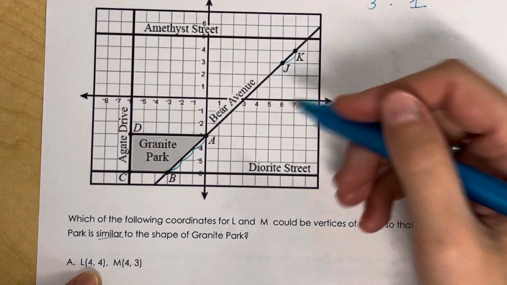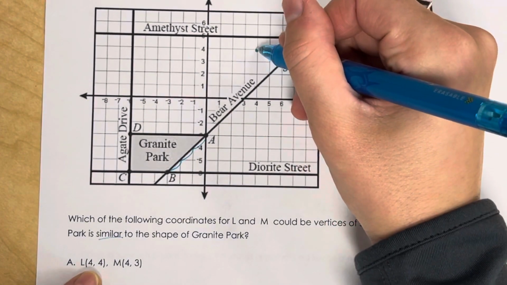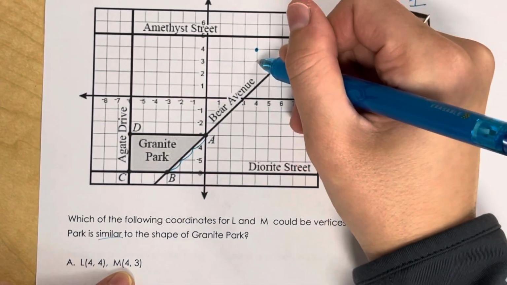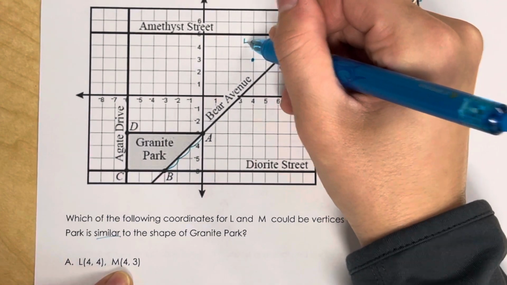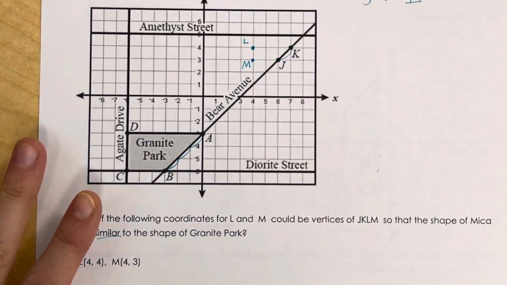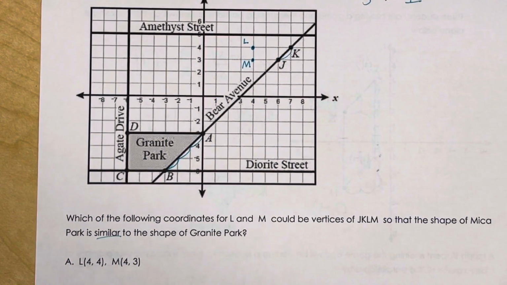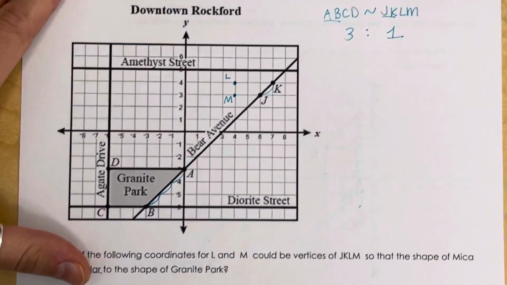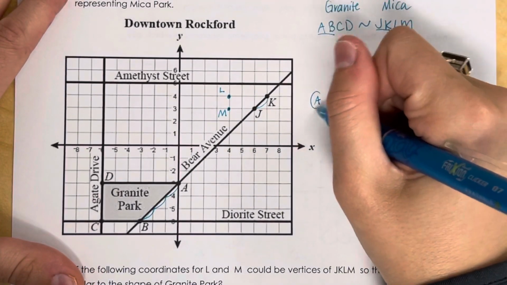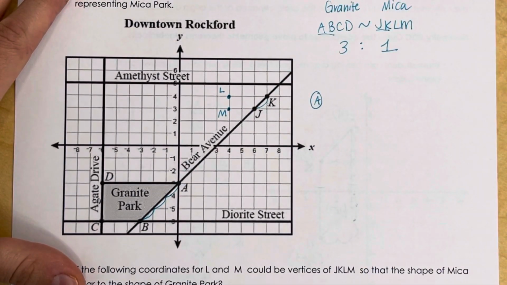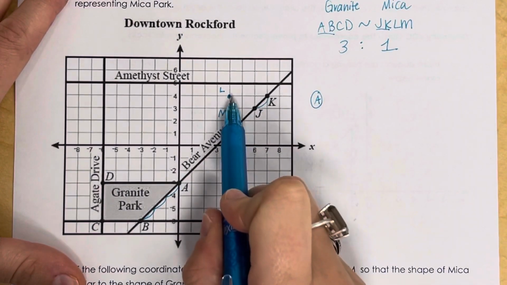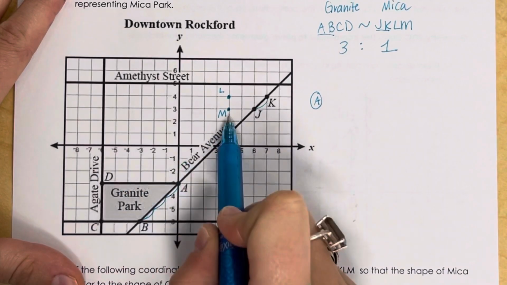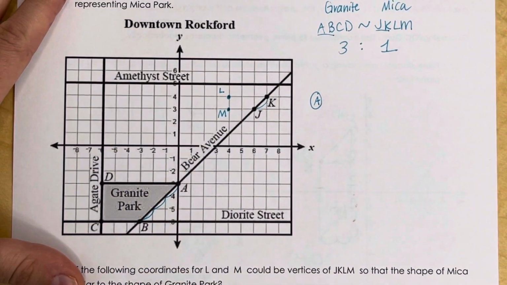So my first point is at 4, 4, and then 4, 3. So that's L, and that's M. Okay, and so I just need to make sure and see if my corresponding sides are in the same position. So this is first problem letter A. Okay, so I already know that it needs to be a 3-to-1 ratio, so I need to figure out if this side's a 3-to-1 ratio, and then if it matches up, same with the other ones.